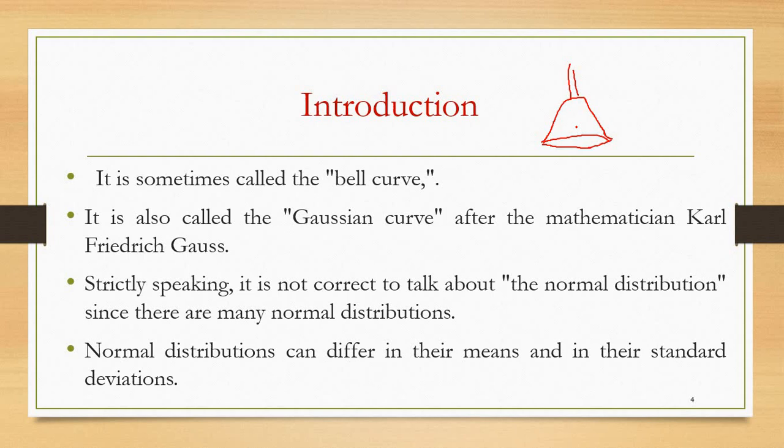Strictly speaking, it is not correct to talk about the normal distribution since there are many normal distributions. There are many normal distributions because the normal distribution has two parameters, which are mean and standard deviation. Whenever the mean and the standard deviation change, we will have a new shape of the normal distribution, but obviously it will be the bell shape.